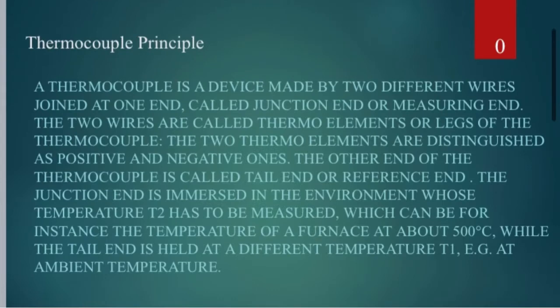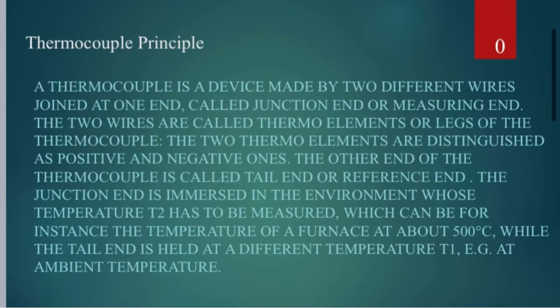Thermocouple principle. A thermocouple is a device made by two different wires joined at one end, called junction end or measuring end. The two wires are called thermoelements or legs of the thermocouple. The two thermoelements are distinguished as positive and negative ones. The other end of the thermocouple is called tail end or reference end.